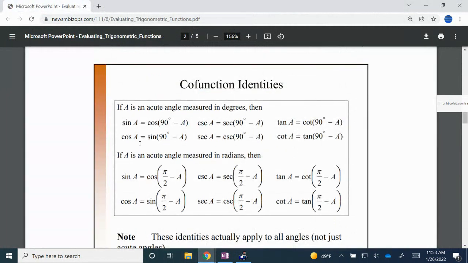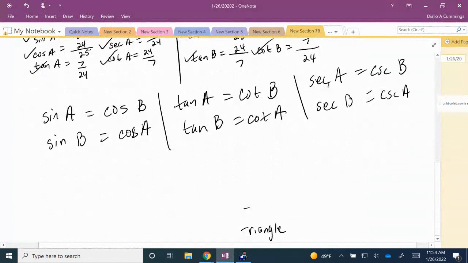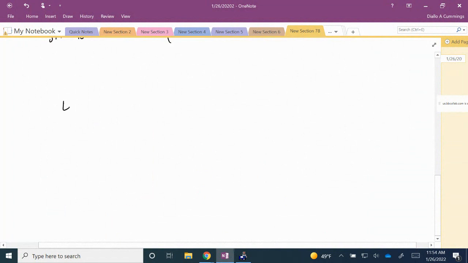All right. And here are the cofunction identities. And notice that they're twofold. The first set of formulas deal with degree measures. The second set of formulas deal with radian measure. Right? So let's take a look at a couple of examples. So here we're asked to find each cofunction.